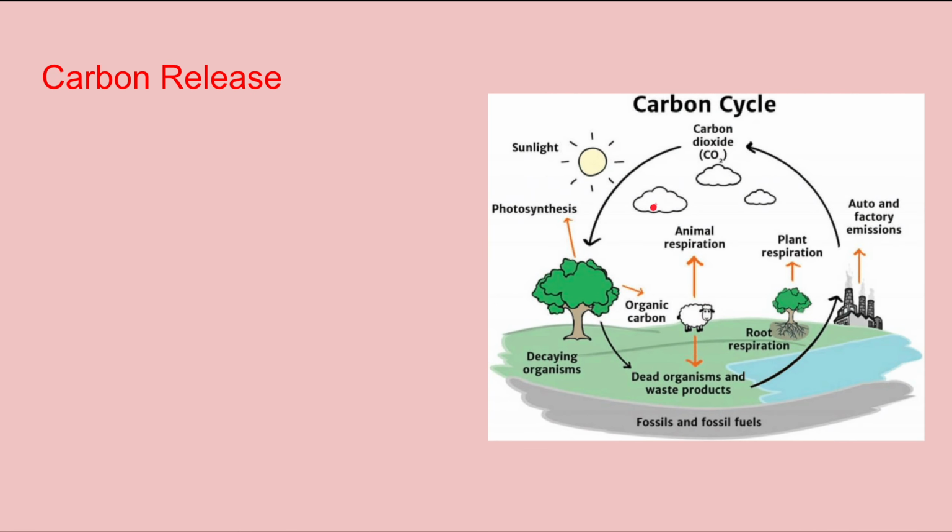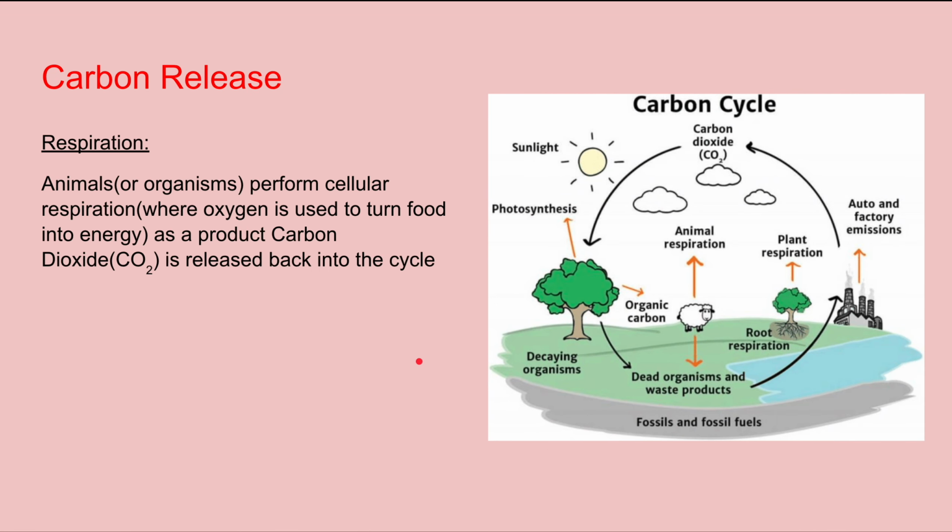So what's the second part? Carbon release. I have a picture here again. There's one main part of carbon release that we talked about earlier, which is cellular respiration. As a recap, animals or organisms perform cellular respiration wherever oxygen is used to turn food into energy. And as a product, carbon dioxide is released back into this cycle, as we see here.